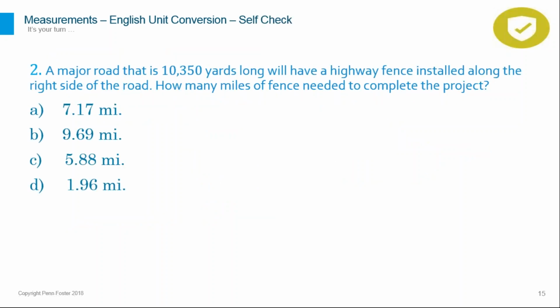Let's look at the self-check question on that section. The question reads, a major road is 10,350 yards long and will have a highway fence installed along the right side of the road. How many miles of fence are needed to complete the project? So again, I need to think two things. One, I need to know my conversion factor, how many yards in 1 mile. Two, I need to decide, am I changing small to big units or big units to smaller units?